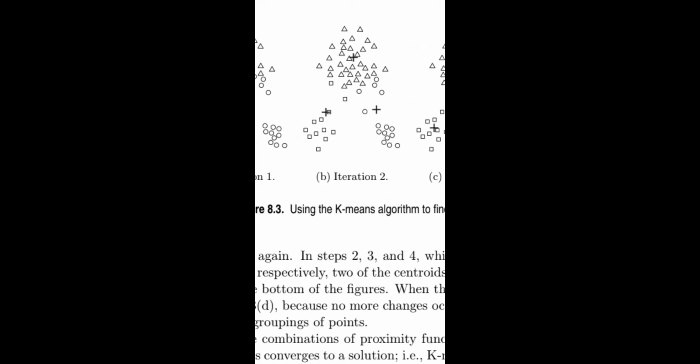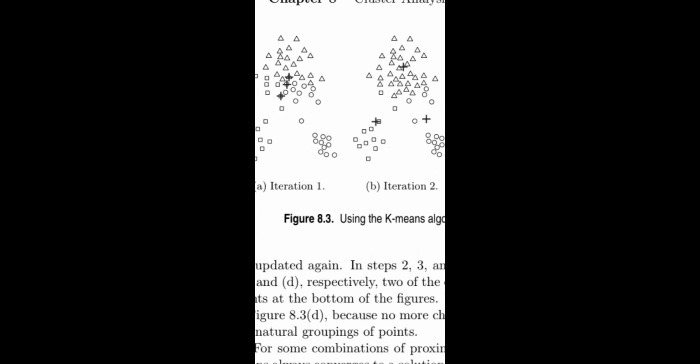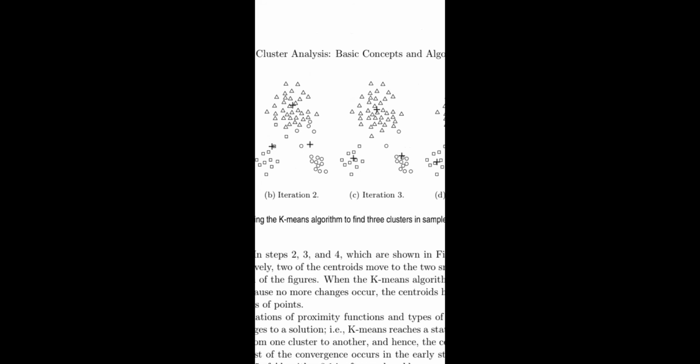Here we have circles, but after we calculate the centroid, these values are converted into triangles. In this way, based on the iterations, the centroids of the clusters change, and based on that centroid, the data points change from one cluster to another cluster. This is the k-means algorithm finding 3 clusters in sample data.